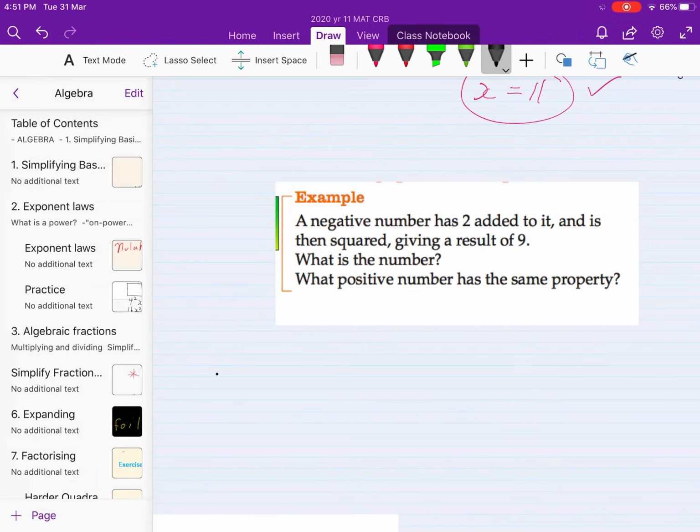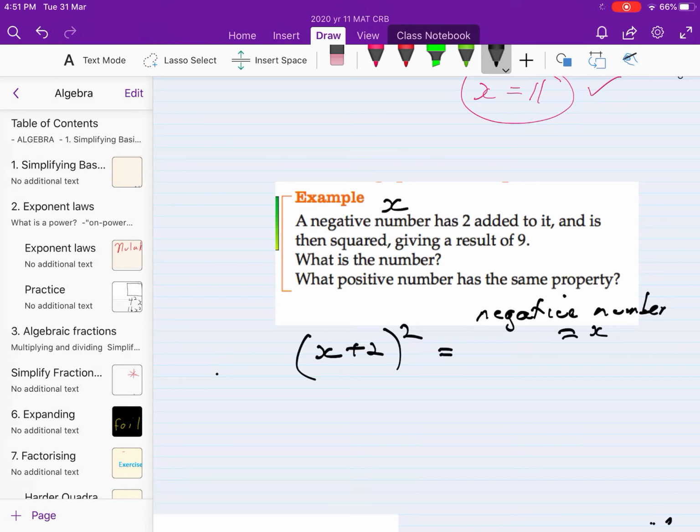So we're going to work through this first. A negative number has 2 added to it. Again, we don't know what that negative number is. We could use an n to represent a negative number. We could use x, we can use p, we can use any letter we want. So let's just use, I'm going to say, let x equal the negative number. Okay, so then we're going to have x has 2 added to it and is then squared. Looks like that, giving a result of 9.